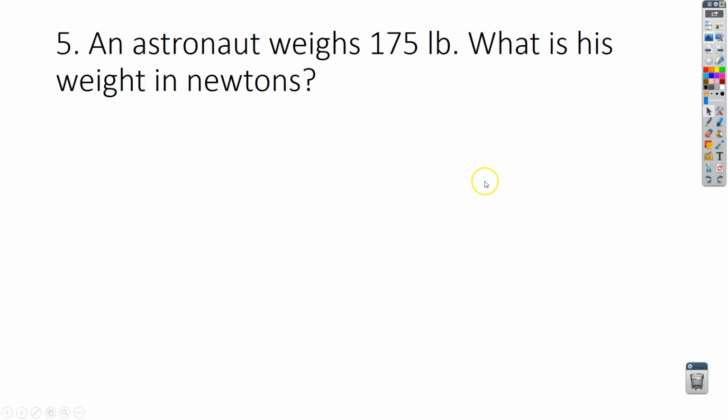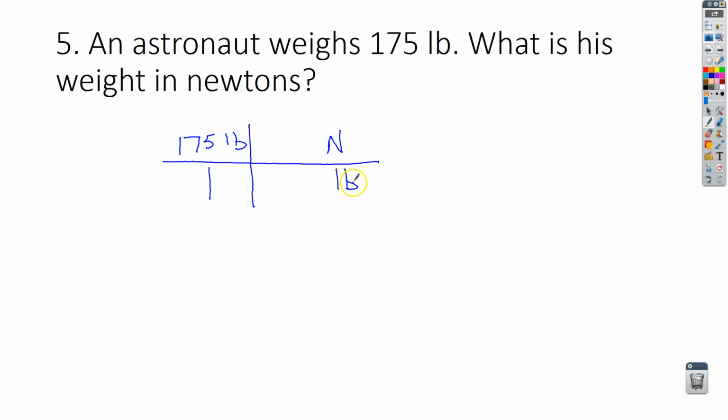This one is number 5. It says an astronaut weighs 175 pounds. They want to know what is that person's weight in newtons. We're going to start with 175 pounds. We're going to use some dimensional analysis to help us here. That'd be over 1. I know I need pounds on the bottom to get rid of the pound units here. And then on the top, I need newtons.